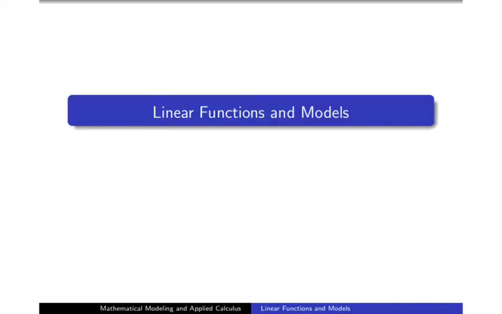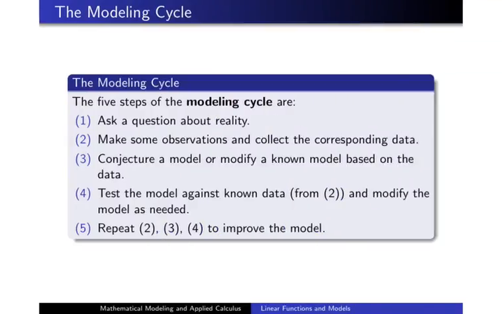So let's begin by talking about the math modeling cycle for just a few minutes. There's 5 steps in the modeling cycle. The first step is to ask a question about reality, and then everything we do will focus around that question. Once we decide what we want to investigate or what we're going to explore, then we can make some observations and collect the corresponding data. So what are we going to do with that data? Well, our goal is going to be to try to conjecture a model or modify a known model based on this data. So for us, this will be like try to find a line which models the data. Then we're going to test that model against our data and then modify it as needed.